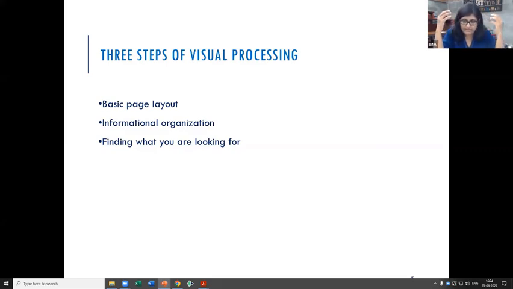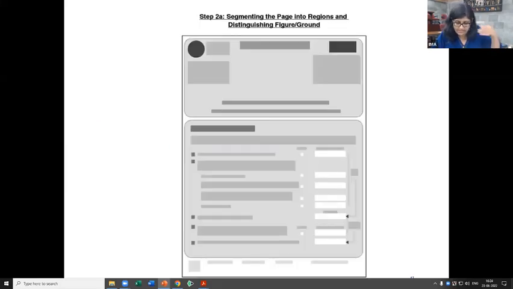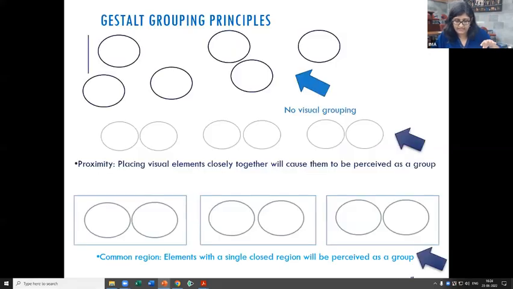First, we try to make sense of the basic page layout in the first few milliseconds. Then we look at the information organization. So when I see this book, the first thing I see is the basic page layout. Then I start to see some of the sections. And only then do I start reading the text. Reading the text happens at the third stage. So this is first what you see. Then you start making more sense of the sections and the subsections, and then you start reading.